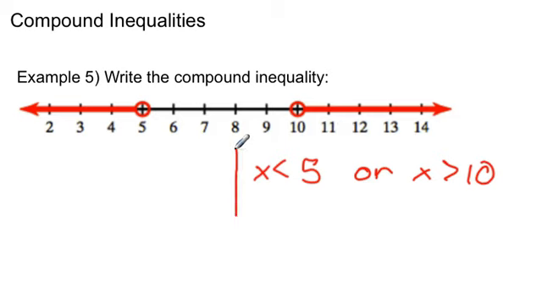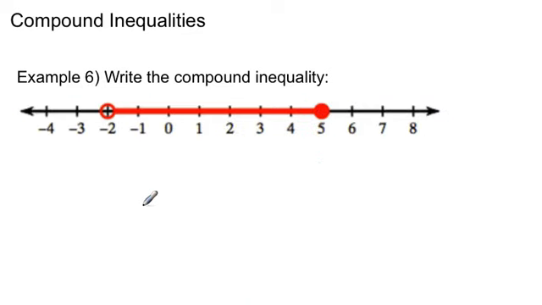Now I can also write that a second way using just one variable and multiple inequality symbols. I'm going to put my x in the middle. I'm going to put 5 over here and 10 over here. And now we just describe the relationship. x has to be less than 5. So 5 has to be the bigger of the two. And 10 has to be greater than x, so x has to be the bigger of the two. And so either one of those is an acceptable way to write that inequality.